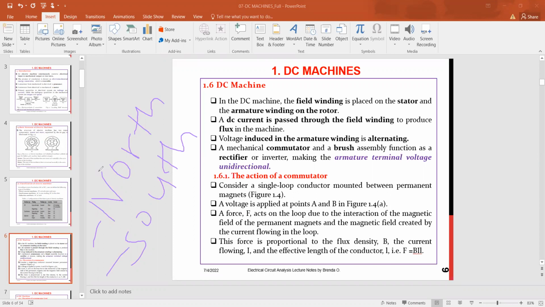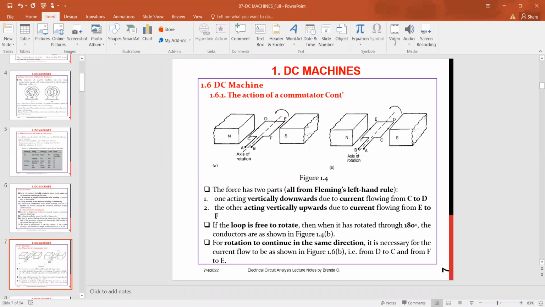Then we have a force of F. A force of F acts on the loop due to interaction of the magnetic field of the permanent magnets. So this is our magnet. That is, a magnet has a north pole and a south pole, as we have seen earlier. Then we have A and B.